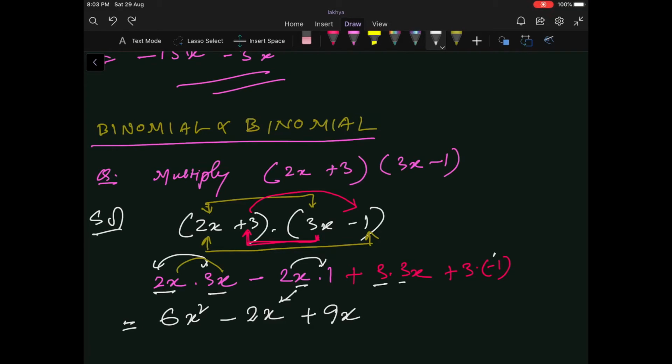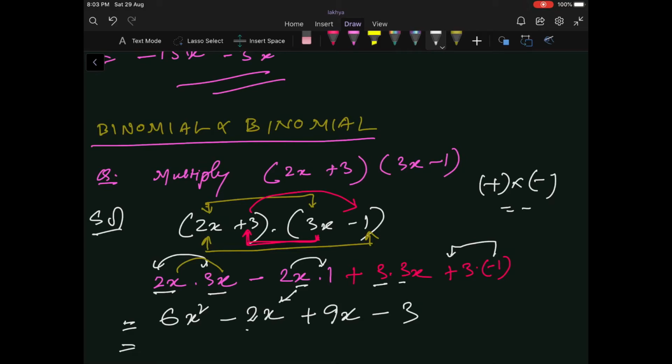Then here you see this is minus, this is plus. On multiplication, sign will be minus. Okay, plus into minus gives minus. So 3 1s are 3. So this is our answer.